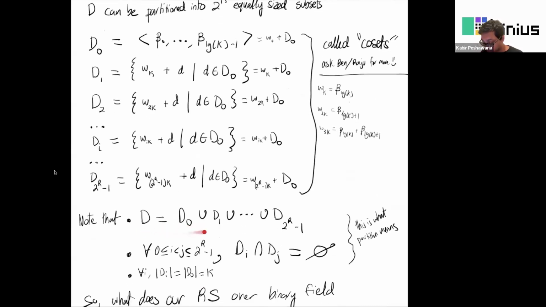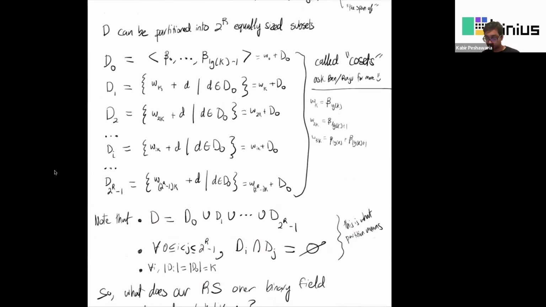Note that D is in fact this disjoint union, and that for every pair, the Di and Dj have an empty intersection. This is exactly what partition means. And each of the Di have the same size of K.